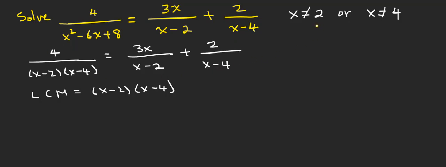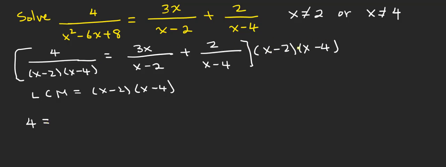When we check for our solution, we have to make sure that x is not equal to 2 and x is not equal to 4. So now let's multiply each term by our LCM. When you multiply this times 4 over x minus 2 times x minus 4, they will cancel out. X minus 2 will cancel out, and x minus 4 will cancel out. So you just end up getting 4.